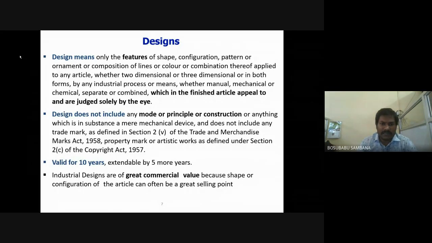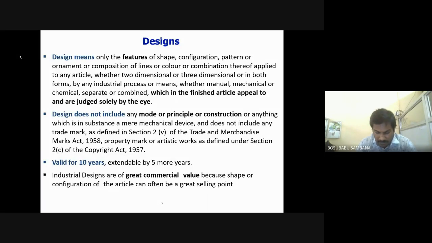We will discuss it deeply later. Design does not include any mode or principle of physical and mathematical formulas, or construction, or anything with the substance of a mechanical device. Here, the main thing is the mechanical device. Also, in some cases, classes are acceptable based on agricultural activities, and it is valid for 10 years. If you require renewal of your patent, the extension may be 5 years and more.